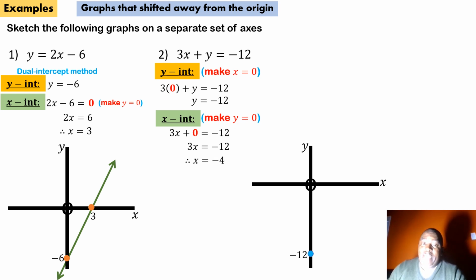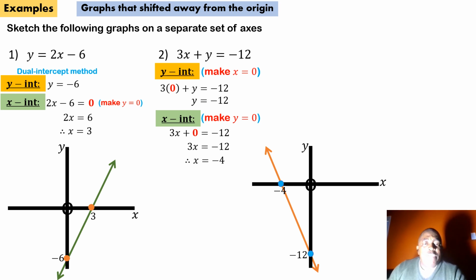I will come back at the end and explain why we are making x 0 and why we are making y 0, because it's an important concept in graphs that we're using there. And then once we know that our x-intercept is -4, and we've got our y is -12, we draw a line through the intercepts and we've sketched our graph.